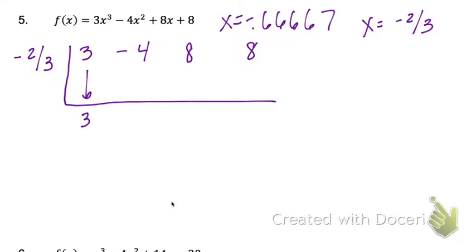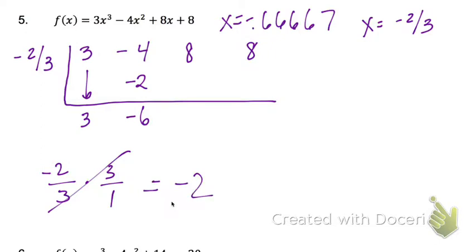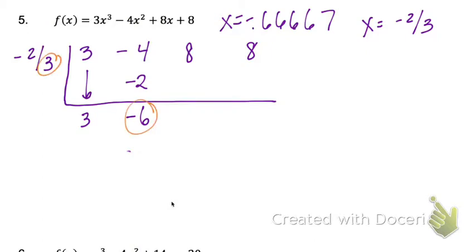Okay, so you bring the 3 down, then negative 2. You just multiply 3 over 1 times negative 2 over 3. You go straight across: negative 6 over 3, and that's negative 2. You always do it that way. Then I take this number over the denominator, which is negative 2, and then I multiply by this.